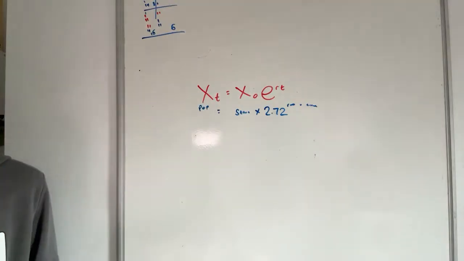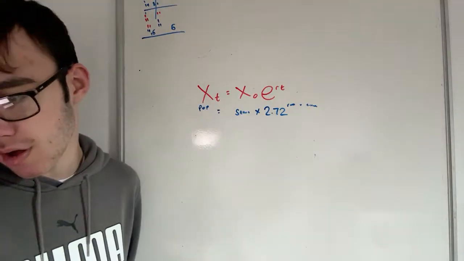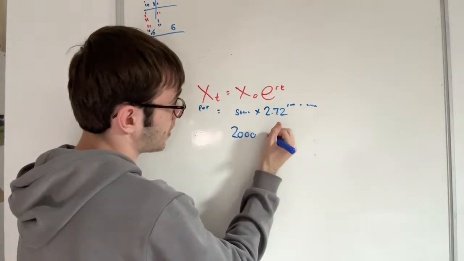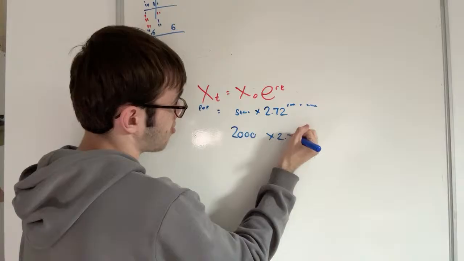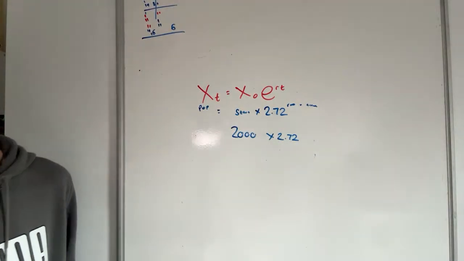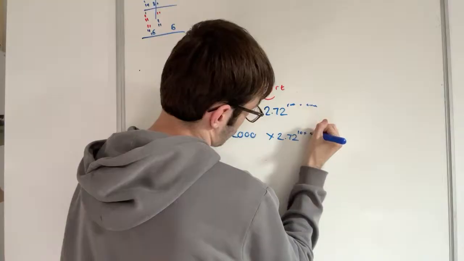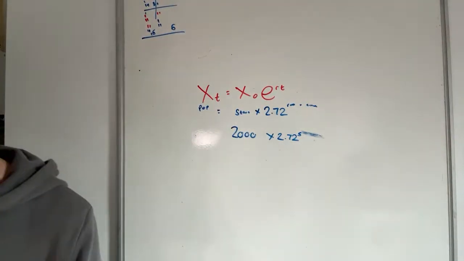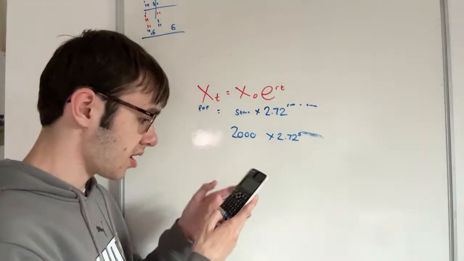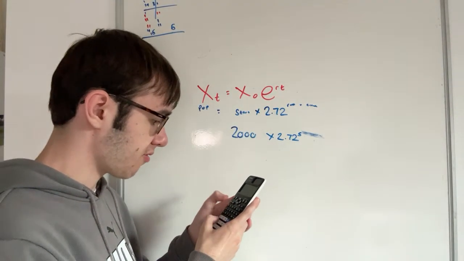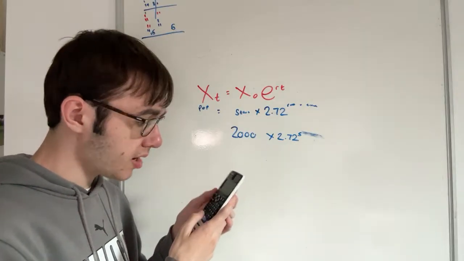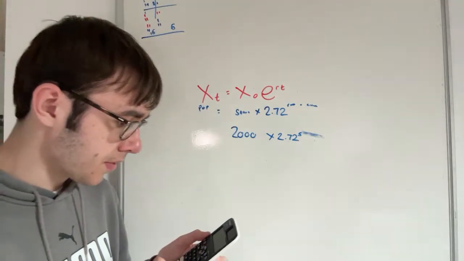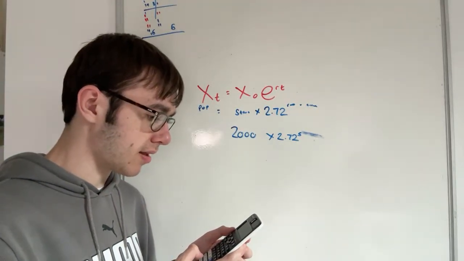So, how do we apply this? A population of 2,000 yeast cells was left for 10 hours. So 2,000 yeast cells times 2.72 to the power of 10 times 0.5. So to the power of 5. Assuming no cells died, okay, let's calculate this. 2,000 times 2.72 to the power of 5 gets us 297,766.